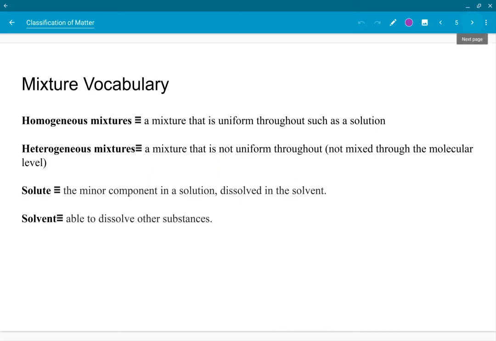Okay, so here I have the definition of a homogeneous and heterogeneous mixture. And then I also want you to be aware of what a solute and a solvent is. And these make up a solution. So a solution is made up of a solute and a solvent. Solute is the minor component in a solution. It is the thing that's dissolved in the solvent, and it's the thing that is less. The solvent is the thing that is more. It's able to dissolve other substances, and water is a universal solvent. So when in doubt, your solvent is probably water.